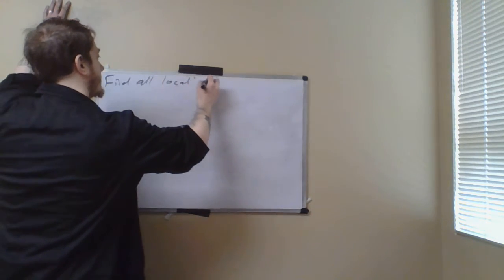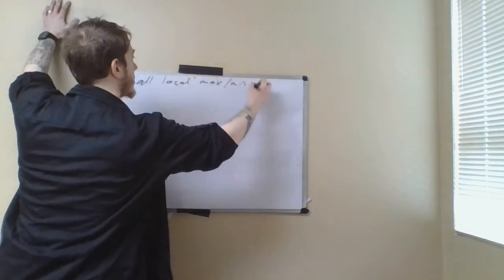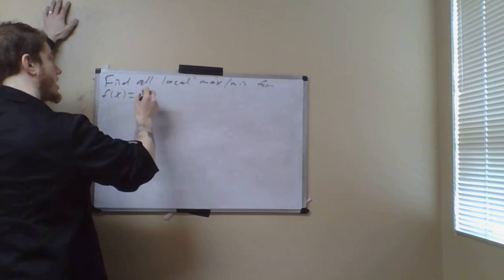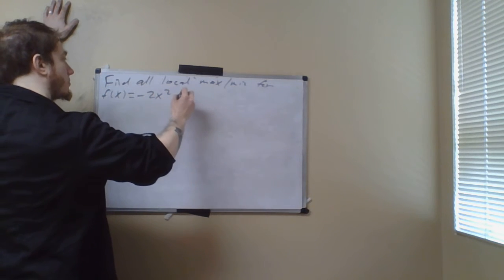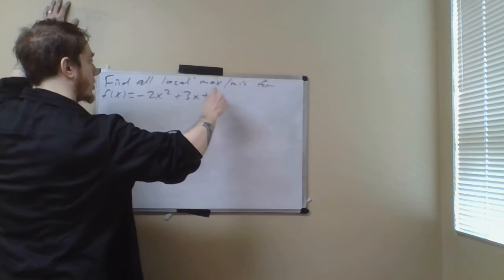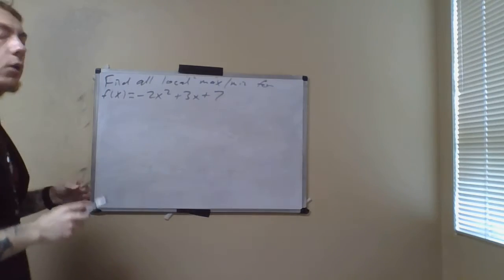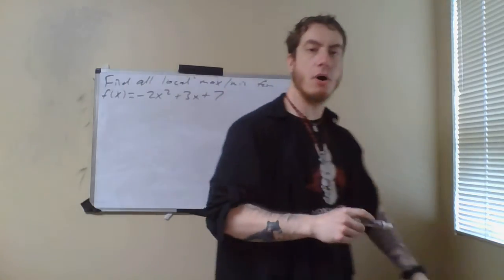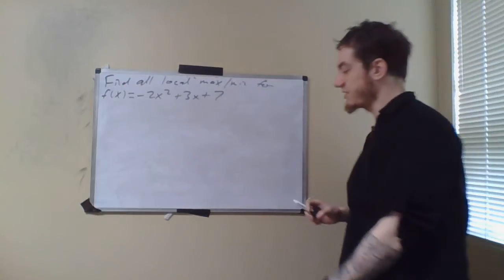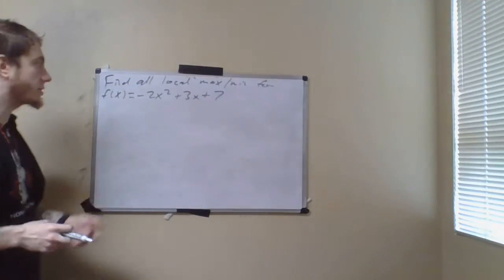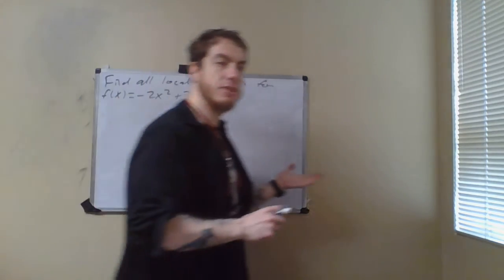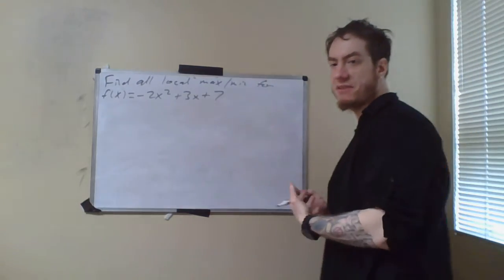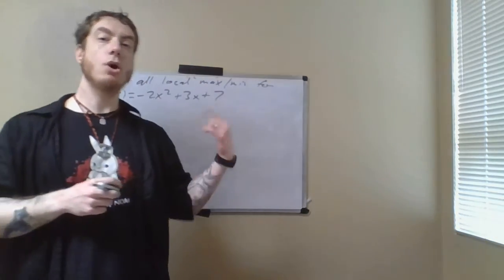all local maxima and minima for, let's say, f of x equals negative 2x squared plus 3x plus 7. Well, the way that we're going to do this is we could say, yeah, this is going to have a local maximum at its vertex and no local minimums because it's a parabola and it's upside down. So we sort of know the answer already, but let me show you how to do it with calculus, and then we'll see how we can use these calculus methods in cases where we don't already know how to do this stuff.